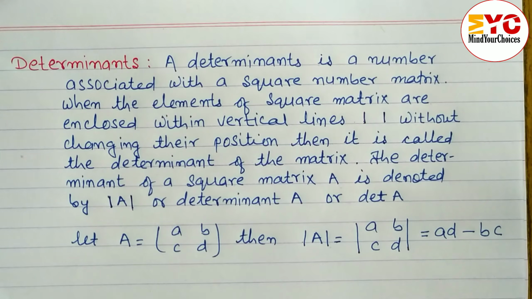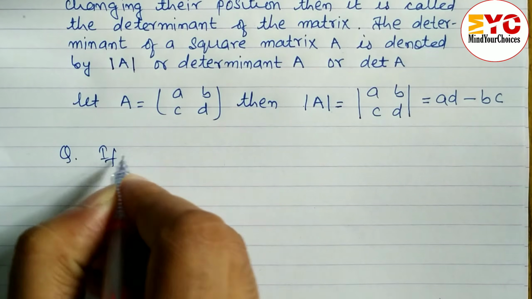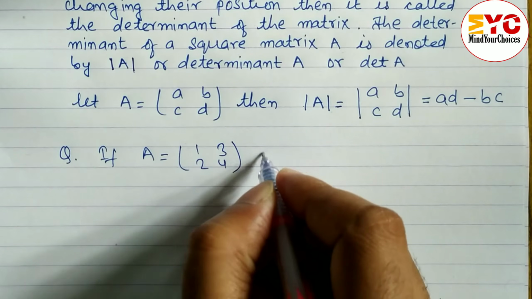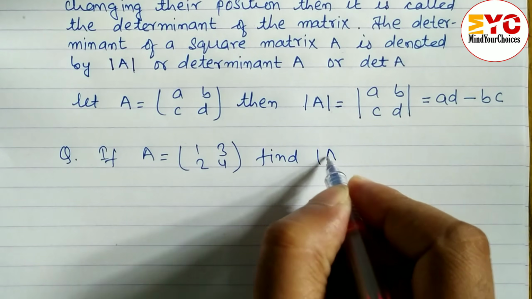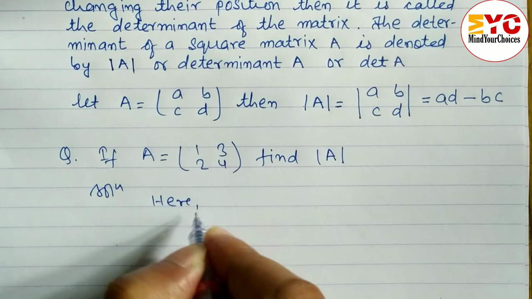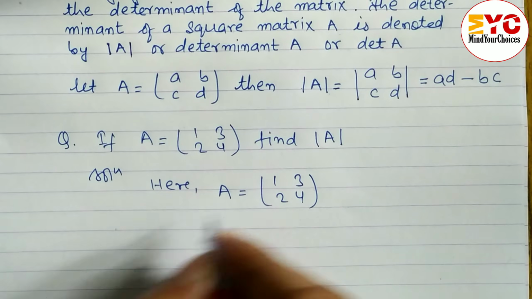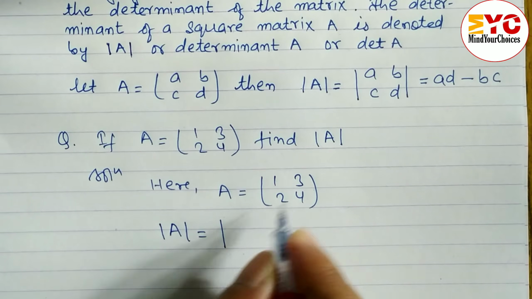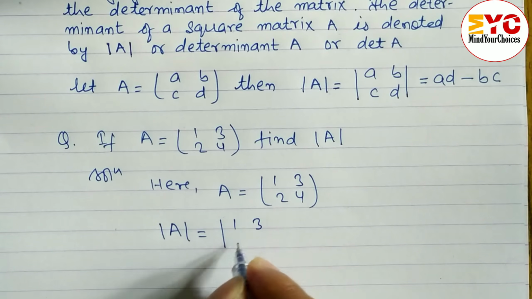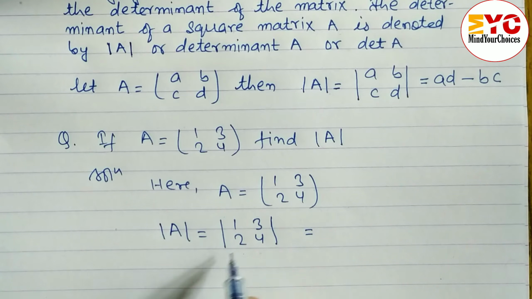Look at one more example here in numbers. Suppose the question: if A is equal to [1, 3; 2, 4], find determinant A. So how to find this determinant A? Matrix A is given here as 1, 3, 2, 4. Determinant A is equal to: we write each and every element without changing their position, 1, 3, 2, 4. Do not change the elements, okay? And we write inside the vertical lines.